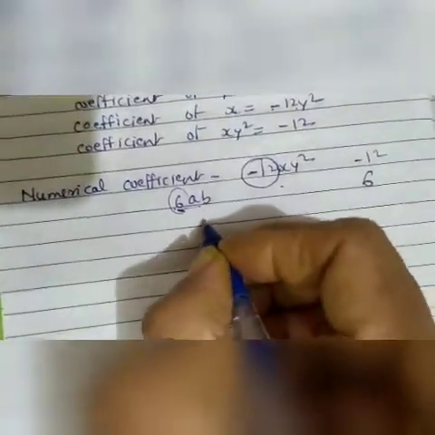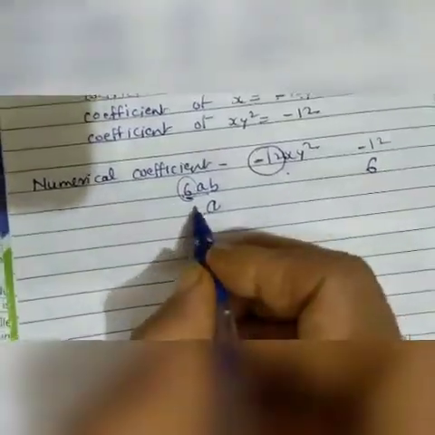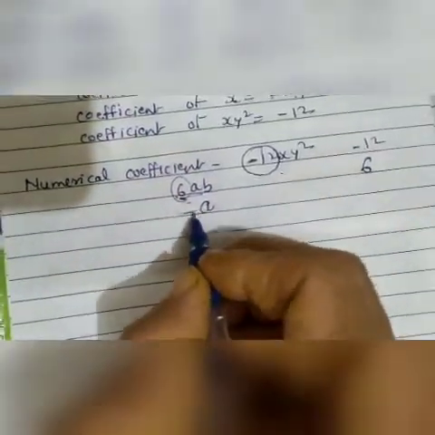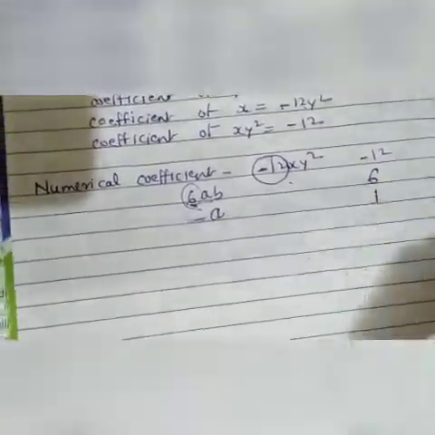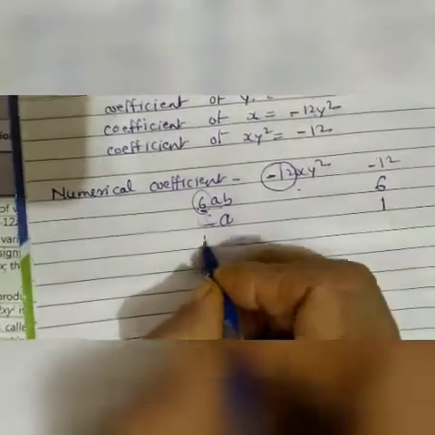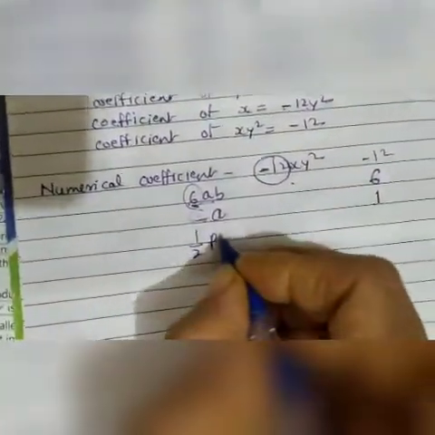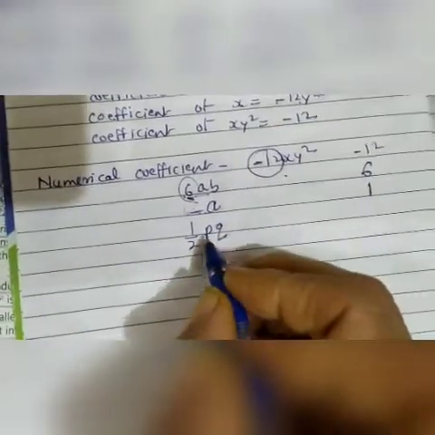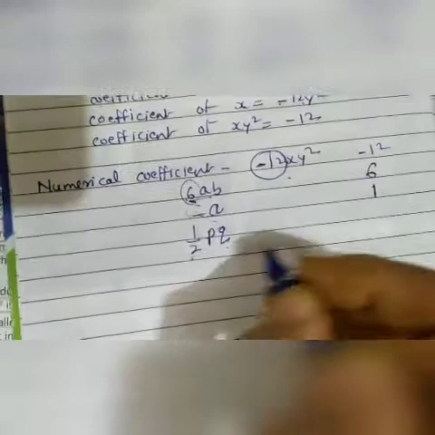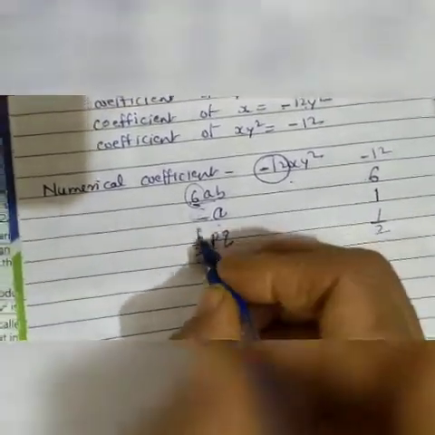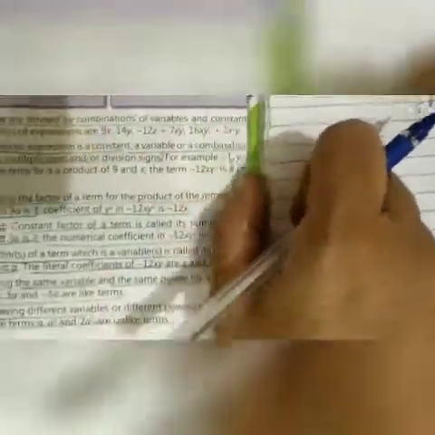Suppose it is asked, what is the numerical coefficient of a? No number is written here, it is considered as 1. So the numerical coefficient of a is equal to 1. Suppose 1 upon 2 pq. What is the numerical coefficient of this term pq? It is 1 upon 2. These are numerical coefficients.